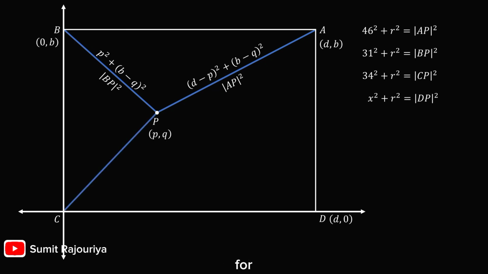Do the same thing for CP. This squared distance will be equal to p squared plus q squared. And finally, we calculate the square of the distance DP. This will be equal to the square of d minus p plus q squared.